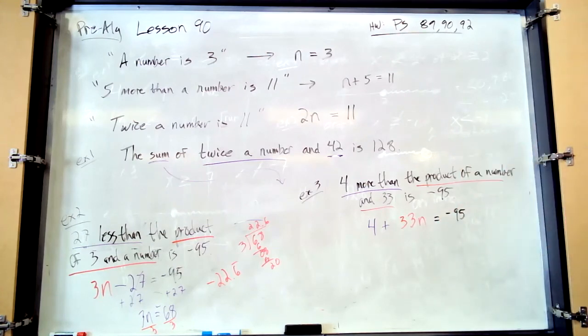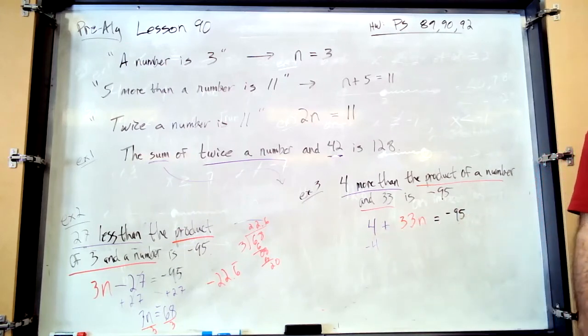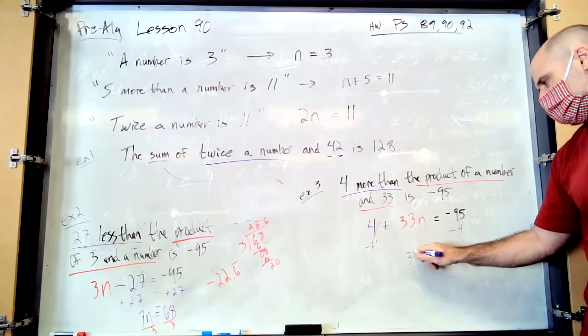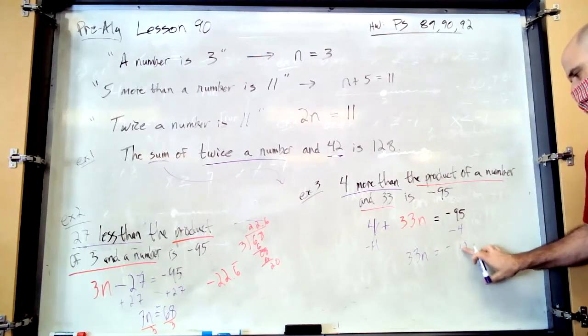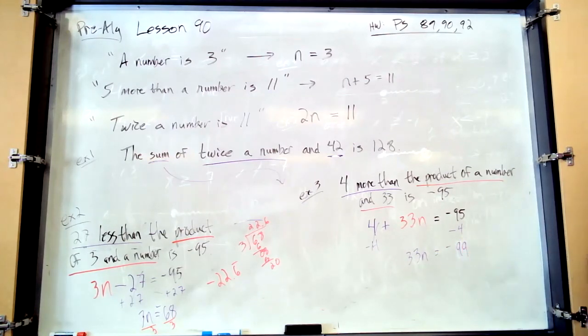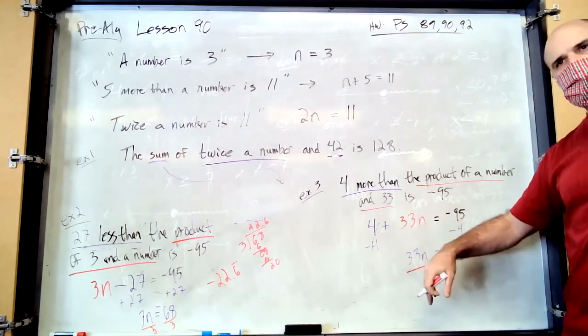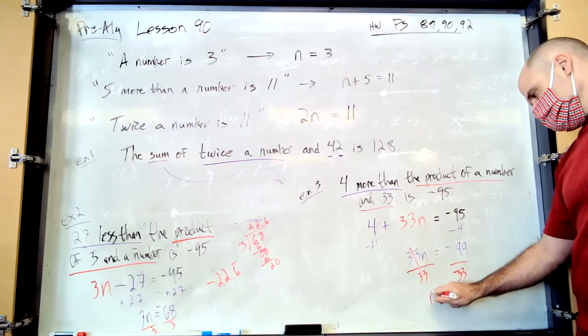All right, Austin, take over. What do we do next? We get rid of the 4 first because it's an easier target. But what happens when you subtract 4 from an already -95? It gets more negative, so negative 99. Now divide by 33. How many times does 33 go into 99? 3, and since it's a negative divided by a positive, your answer is -3.